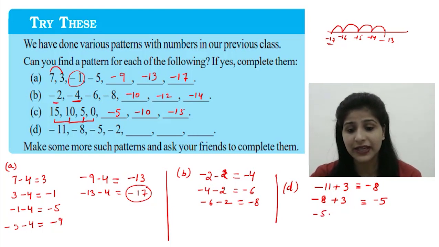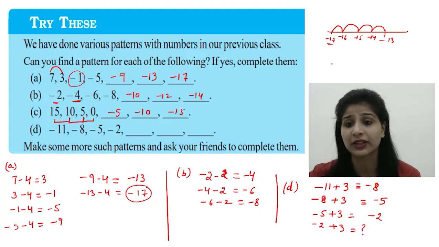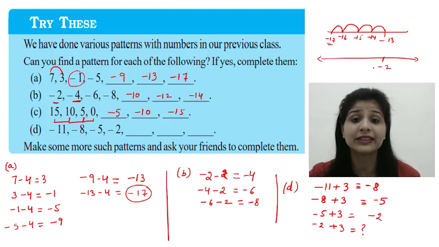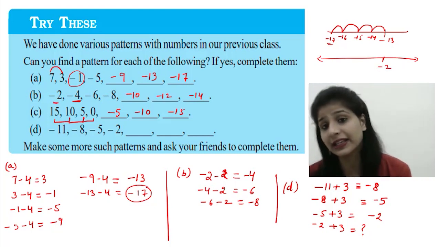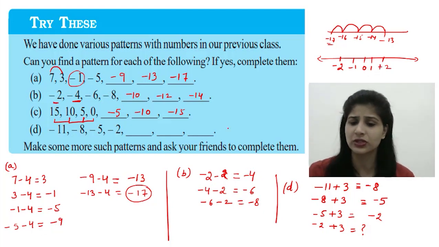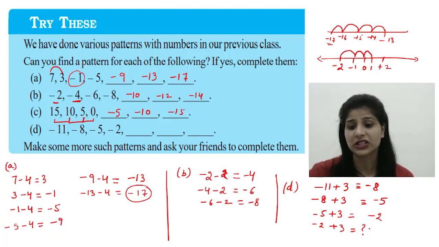Okay. And to minus 5 again we add 3. We get minus 2. To minus 2 we add 3. What will we get? Just think about it. If this is my number line, and minus 2 is here, then minus 1, then 0, then 1 and this will be 2. So minus 2 plus 3, I have to go 3 steps. I have to add 3 to it. So if I do 1, 2, 3, where will I reach? At 1. Right? So it will be 1.